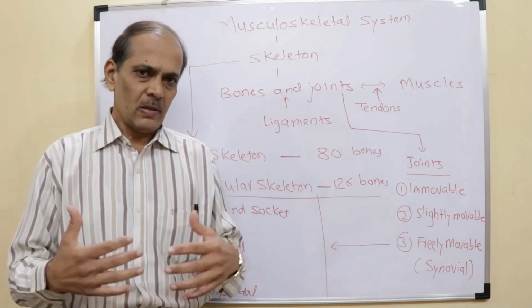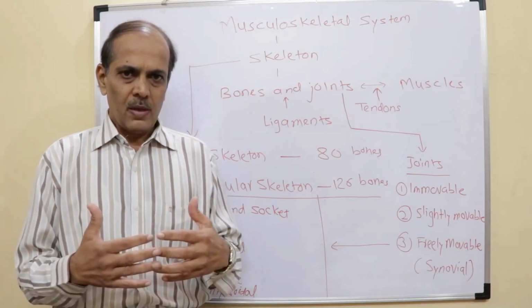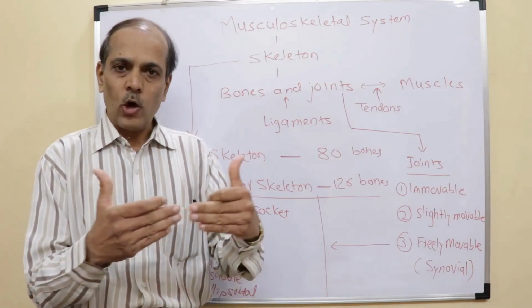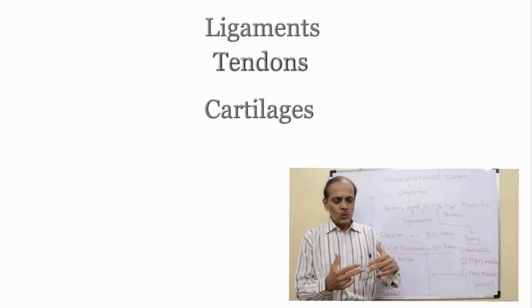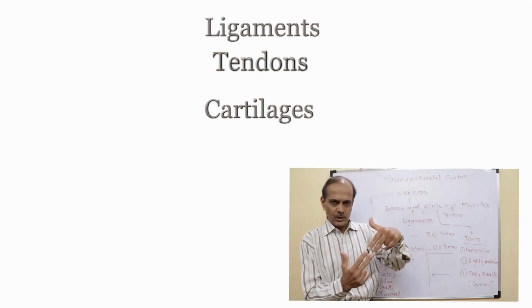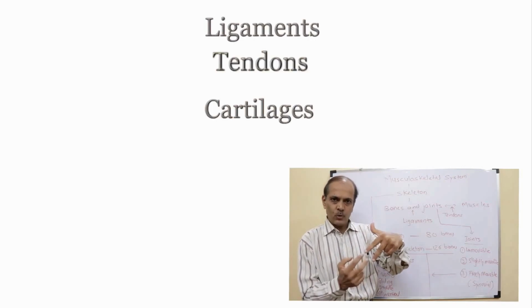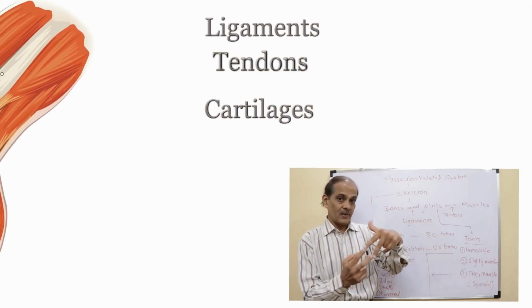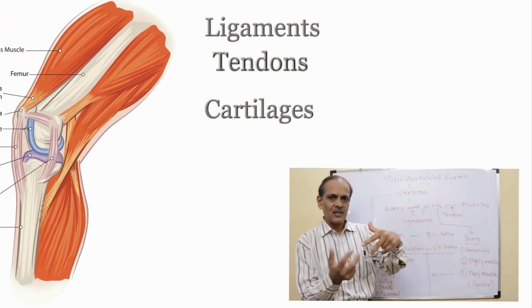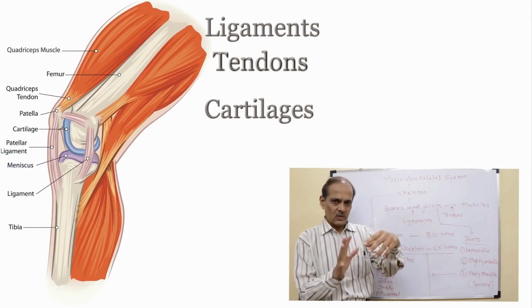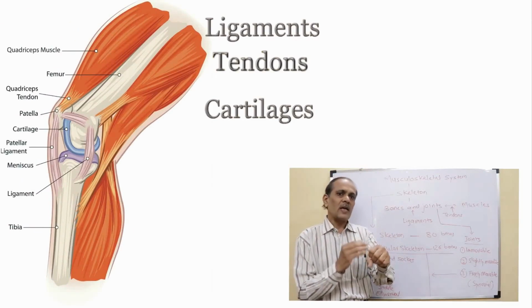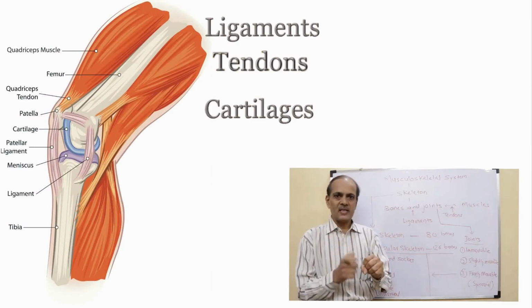Now in this total number, the bones are attached to each other, joined to each other, by way of joints. When two bones are close to each other, there is something which holds them together. They are called ligaments. They are thread-like or ligamentous structures which hold the bones together. Muscles also are connected to bones with tendons. They are again thread-like or rope-like structures.